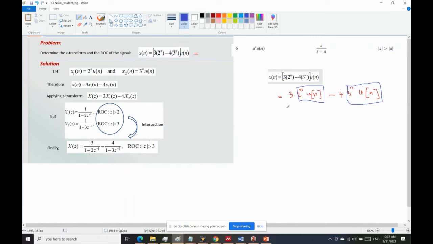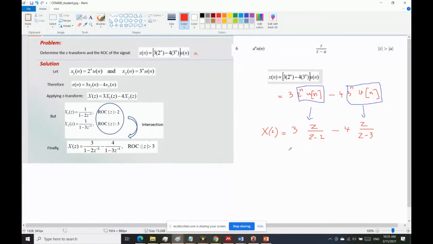So we apply the Z transform, and because the Z transform is linear, that is why we are doing this. The Z transform equals the Z transform of this part plus the Z transform of this part, because it is linear. So 3 times the Z transform of this, which according to the rule is Z over Z minus 2, since a is 2 here. For this one it is 4 times Z over Z minus 3, where a is 3 here. So that's it. What about the ROC?